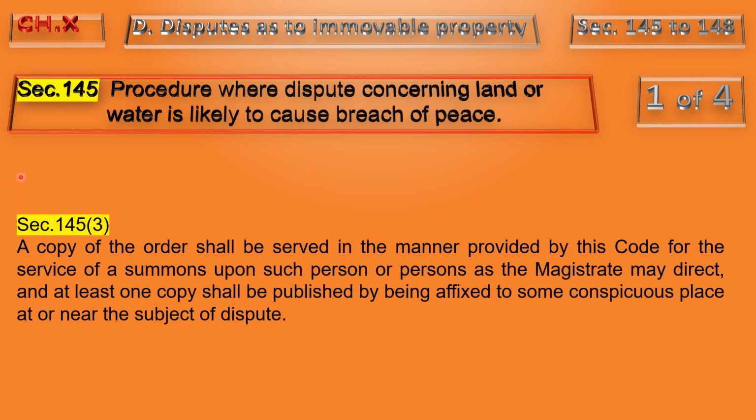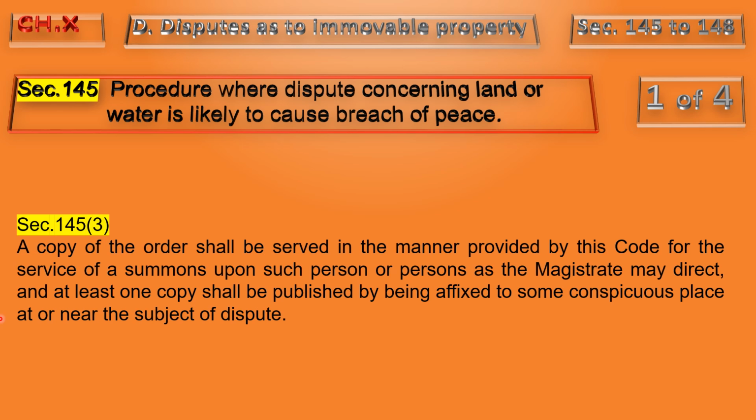Next, subsection 3 of section 145. A copy of the order shall be served in the manner provided by this code for the service of a summons upon such person or persons as the magistrate may direct, and at least one copy shall be published by being affixed to some conspicuous place at or near the subject of dispute. So subsection 3 says the copy of the order will be served to the person as a summons is served, and one such copy will be affixed, pasted at the place of dispute.